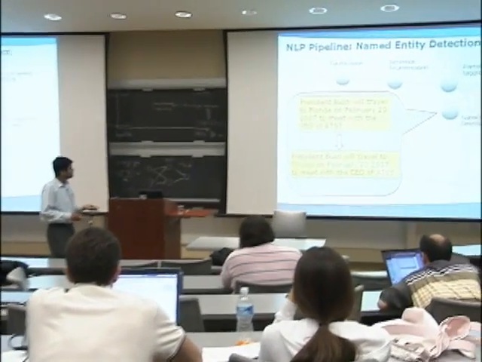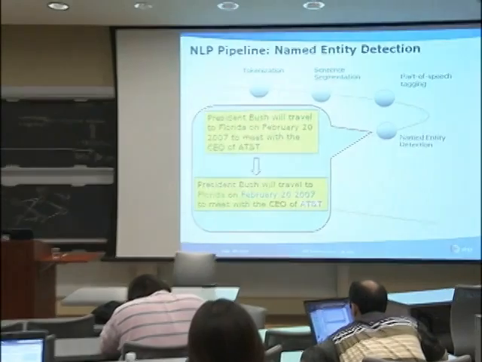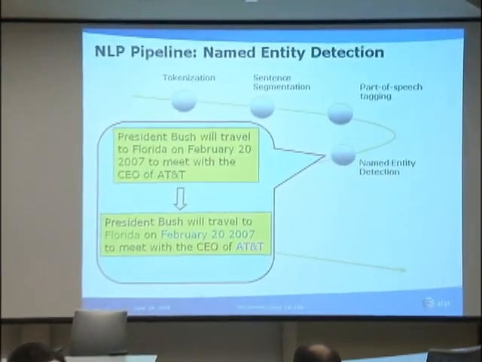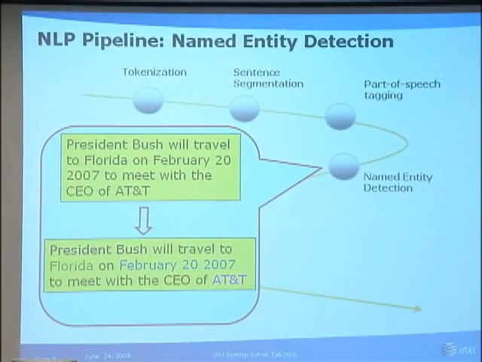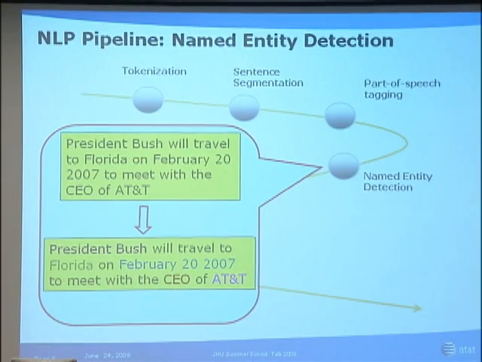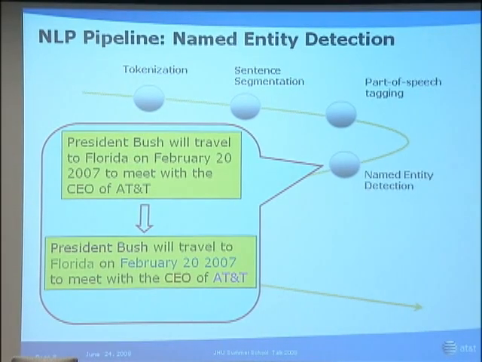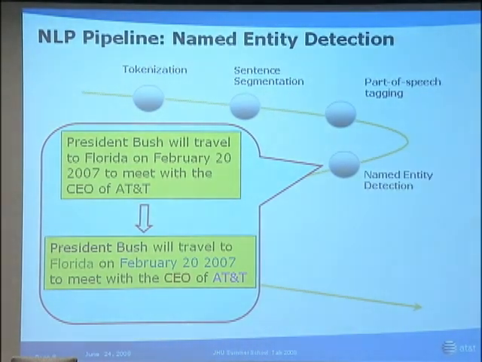Named entities. These are so-called interesting items in the text, right? So I might be interested in knowing the names of people and places in my text, or dates, okay? So if I have marked it up here: President Bush will travel to Florida on February 20, 2007 to meet the CEO of AT&T. Made up sentence, okay? And I've annotated each of the entities that I am interested in.